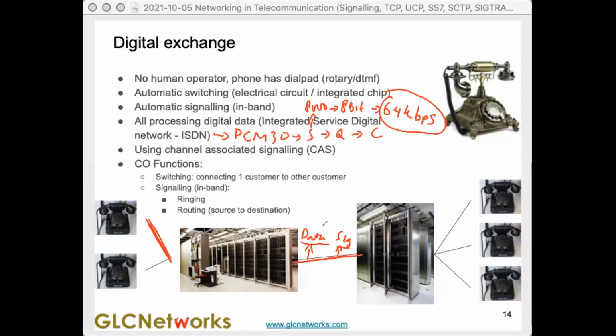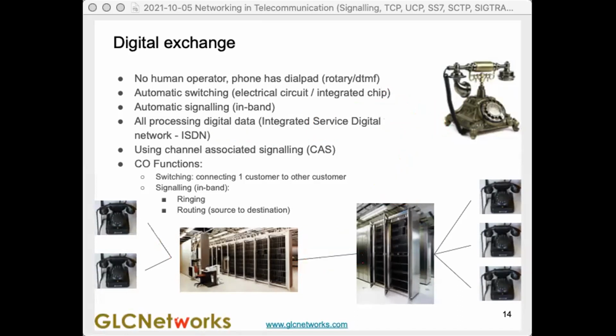And then we are still talking about telecommunication, and the data in telecommunication is voice. We know that the voice is 64 kilobit per second. So if the signaling is also in digital format, then that signaling will be sent in the same cable as our data. So this is the digital exchange.